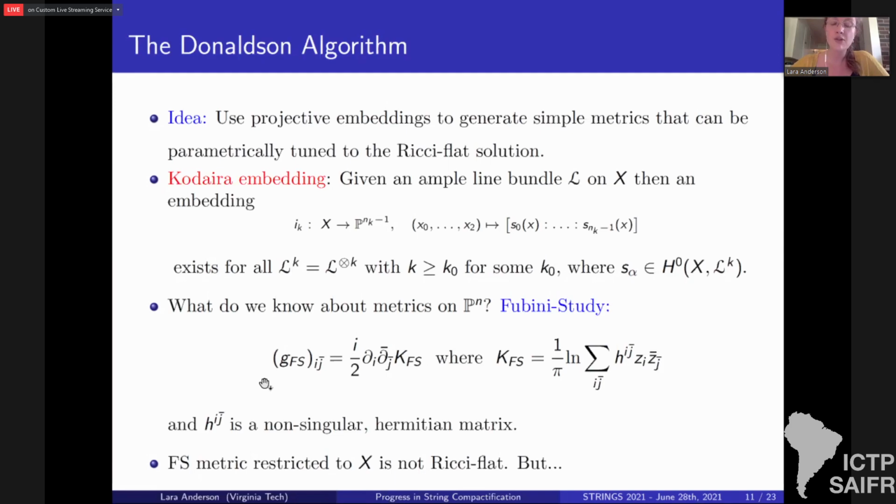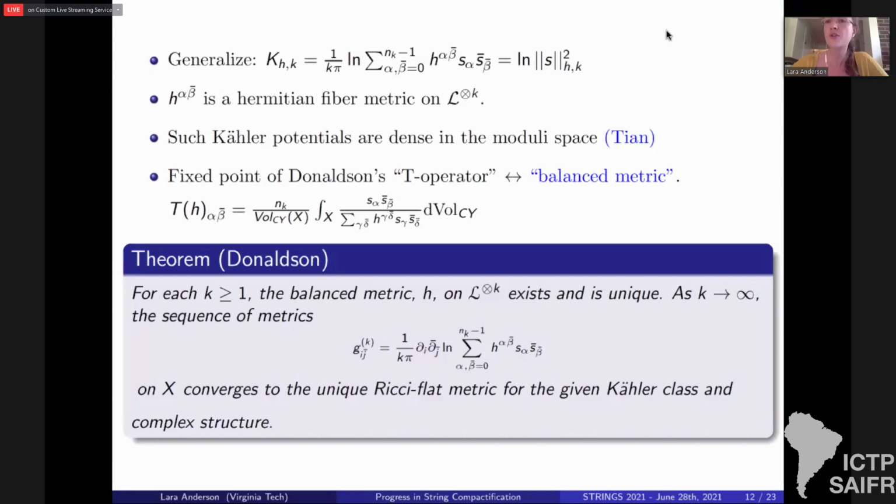The so-called Fubini-Study metric is well understood as a Kähler metric on a projective space. And once you have a description of your manifold embedded into this simple ambient space, you can then try and restrict this metric down to your Calabi-Yau. Now, what you'll get will, of course, not be Ricci flat, but it is controllable.